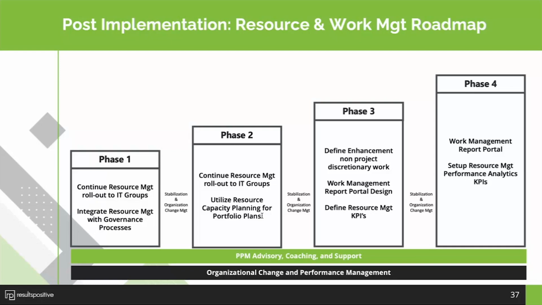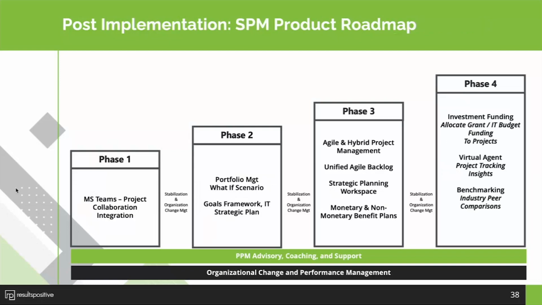in your portfolio plans in the strategic planning workspace, start getting into maybe enhancements for non-project discretionary work, maybe start looking at how you're going to report on overall work, not just project work, but non-project work. And setting up some overall performance analytics around resource management. So just some examples of ongoing maturity items that you can implement.